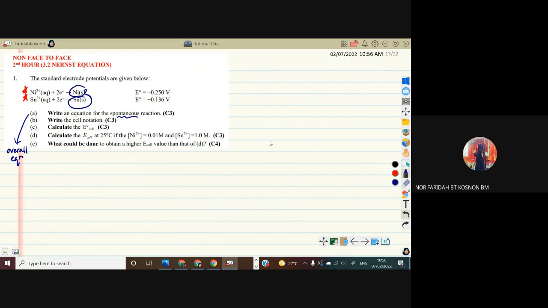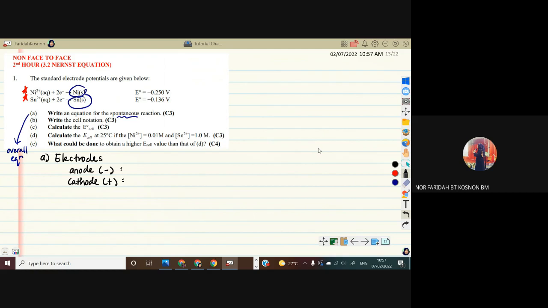Now, by referring to the standard electrode potentials given, we first choose the electrodes. We do A first. We choose the electrodes before answering the question. Which is the anode and which is the cathode? How do we choose based on the standard reduction potential value? The anode is the negative terminal, and the cathode is the positive terminal, or positive electrode. How to choose anode and cathode? Based on the standard reduction potential value.